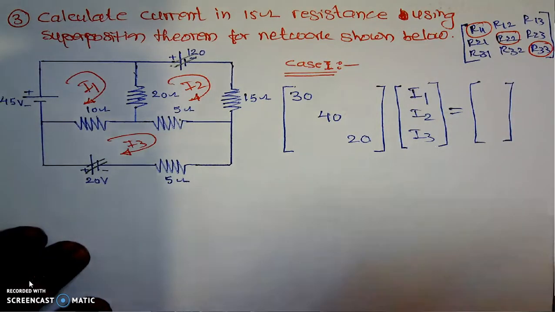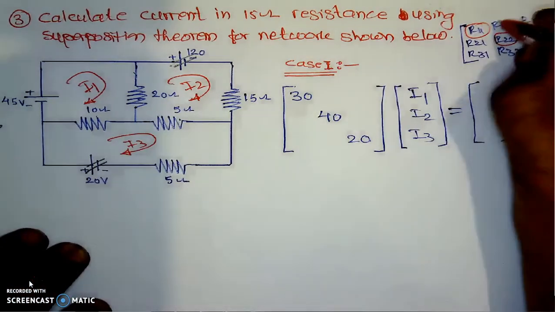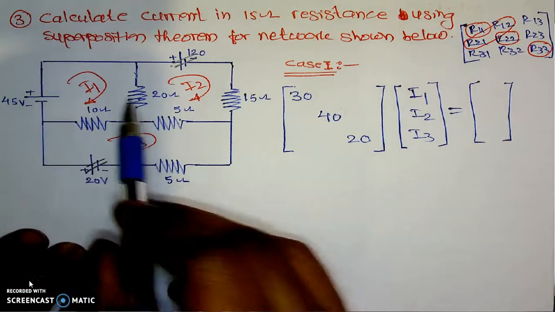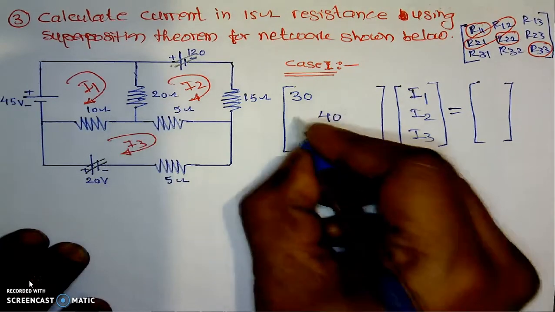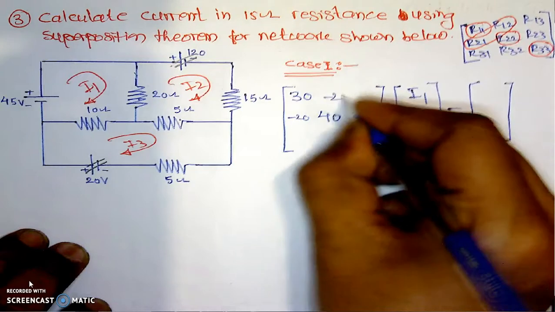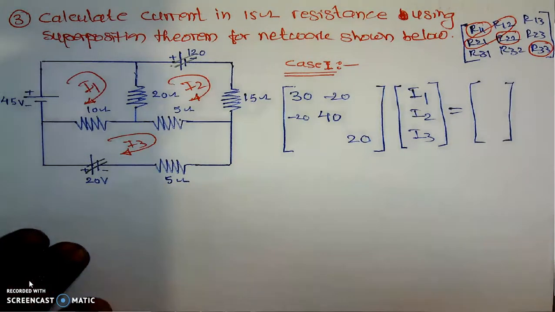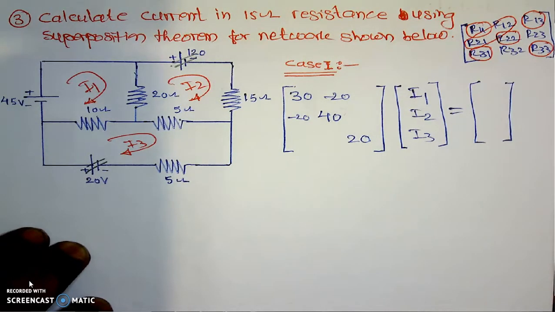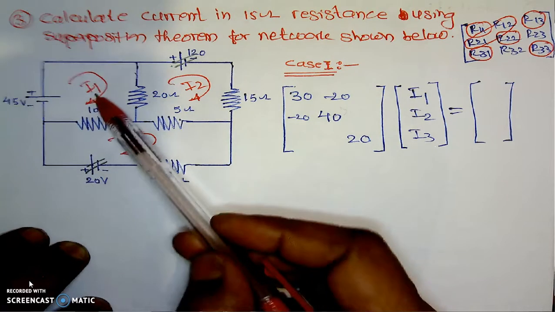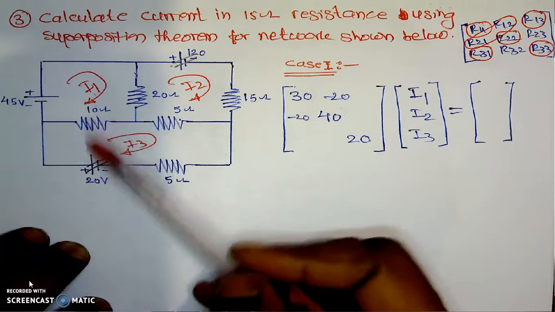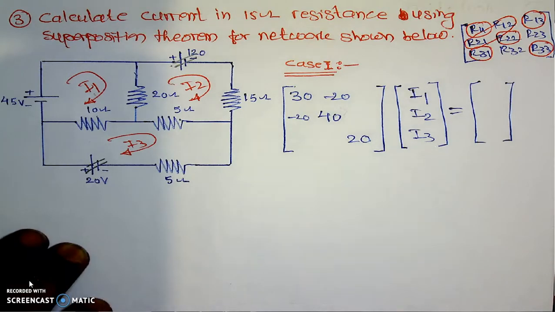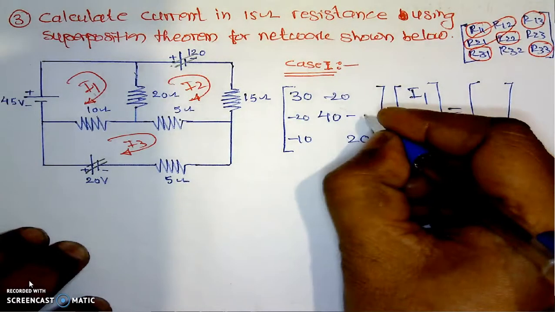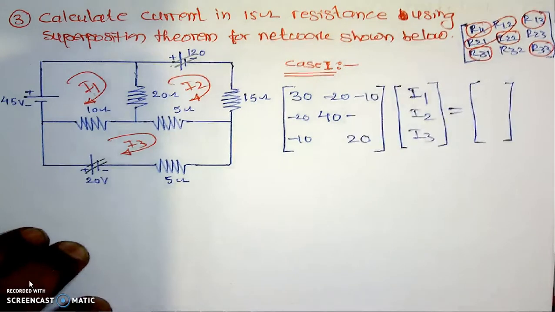Now we will find the remaining elements, R12 and R21. These are the resistance common to the first and second loop, or second and first loop. This is the first loop, this is the second loop, and the common resistance is 20. Its value will be minus 20, and here it will also be minus 20. Then R13 or R31, the resistance common to the first and third loop. This is the first loop, here is the third loop, the common resistance is 10, that's why its value will be minus 10, and here its value is again minus 10.